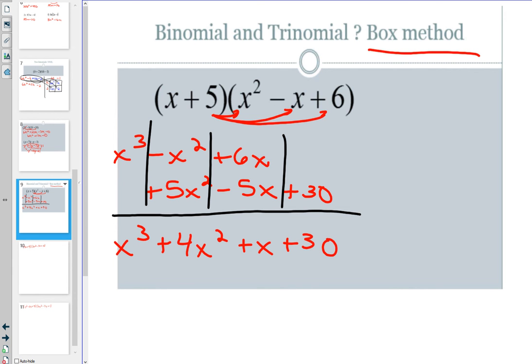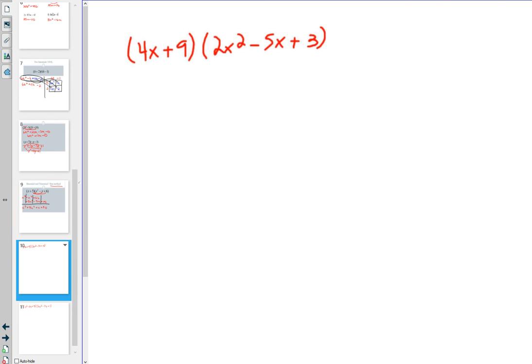And then just drop down to 30. Okay, no questions? Okay, now you guys do this one. Another 2 by 3 foil. I'll give you like 90 seconds. It'll be like a kaboom.